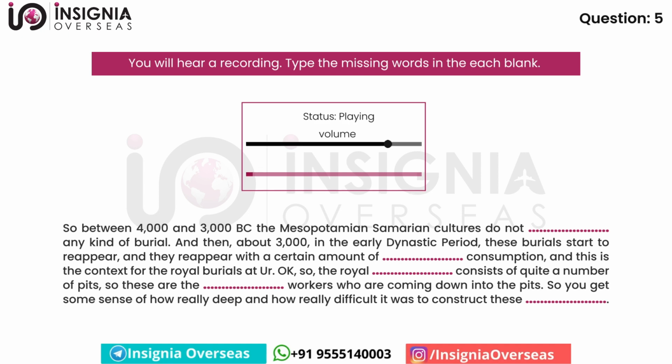So between 4000 and 3000 BC, the Mesopotamian Sumerian cultures do not practice any kind of burial. And then, about 3000, in the early dynastic period, these burials start to reappear, and they reappear with a certain amount of conspicuous consumption, and this is the context for the royal burials at Ur. Okay, so the royal cemetery consists of quite a number of pits. These are the excavation workers coming down into the pits. So you get some sense of how really deep and how really difficult it was to construct these chambers.